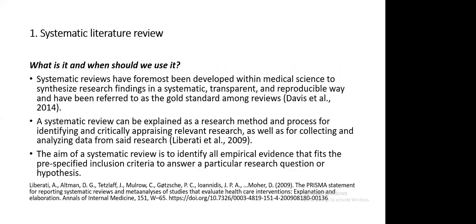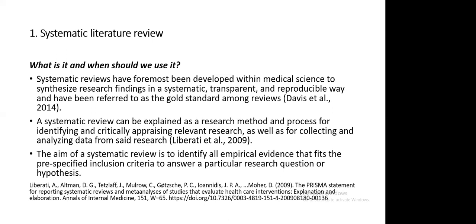First, the systematic literature review. What is it, and when should we use it? Systematic review is most useful within medical science. The integrative review, as I said, is good for social science. This one is the most useful type of literature review for medical science.